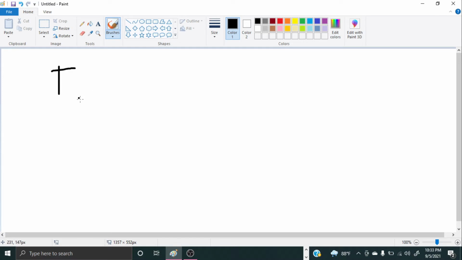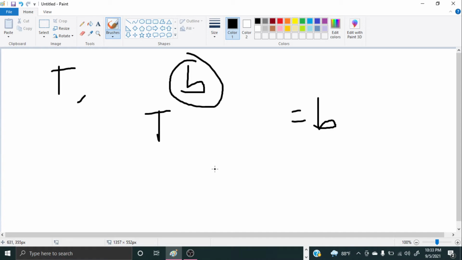Up till now, we have calculated the t value and the b value. Now, think about it. We need the XOR as b. Let's draw the result. We need this XOR as b, but we have t. How do we get this value? Exactly. That's the same XOR operation that we're going to do.